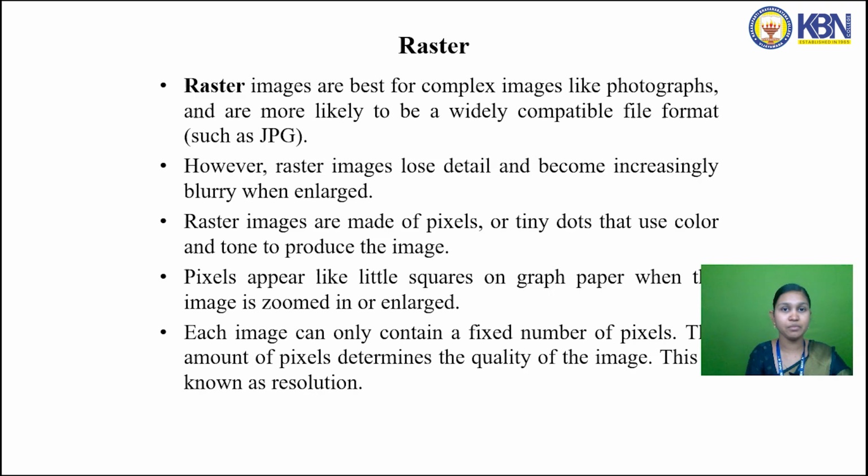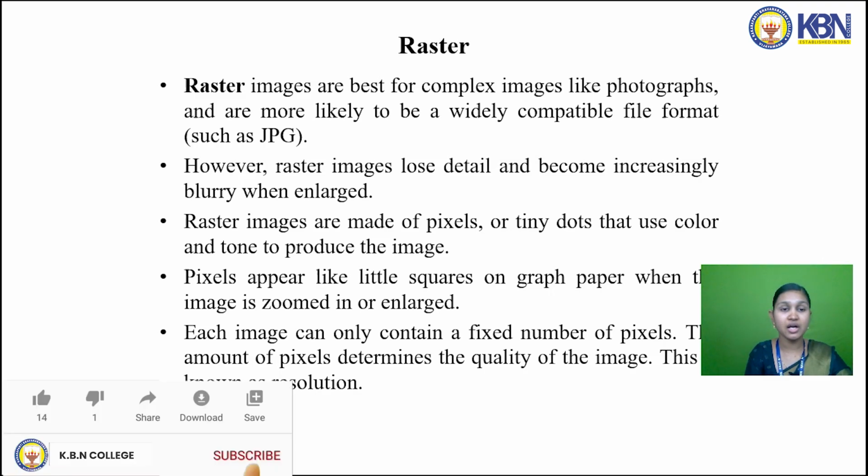Coming to the second type, raster. Raster images are what we commonly use, such as JPG files and PNG images. These are all related to photographs, so raster images are best suited for photographs. Raster graphics have extensions such as JPG and PNG. Raster images become blurry when enlarged. Whenever you enlarge the image, quality is lost.